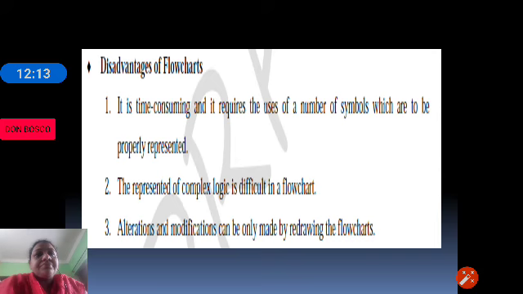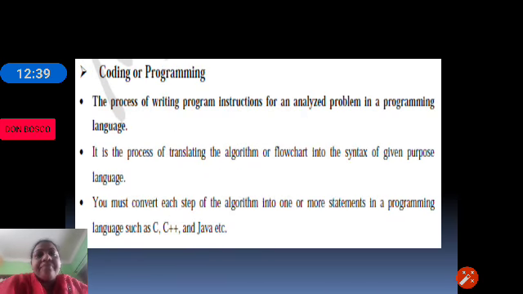One is, as we have to represent each step using a symbol, it's time consuming to write the flowchart, and sometimes to represent a complex logic it is a little difficult, and if any alterations are made, the entire flowchart has to be redrawn. That is about flowcharts. Now let us discuss the next problem solving technology or methodology, that is coding.